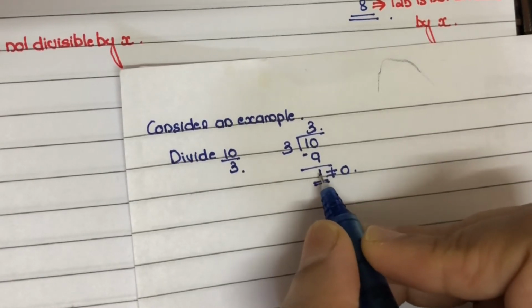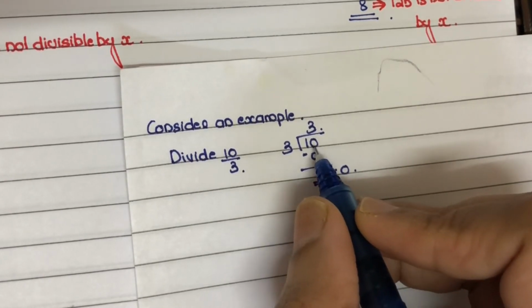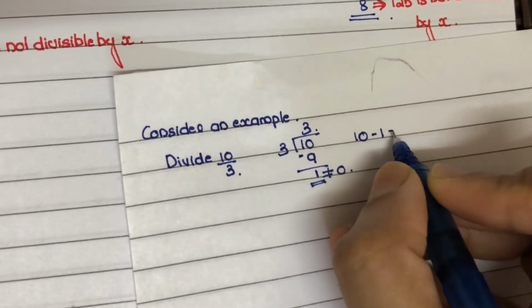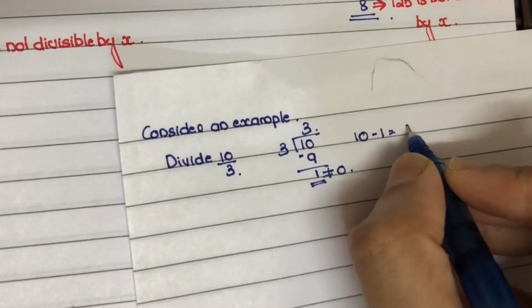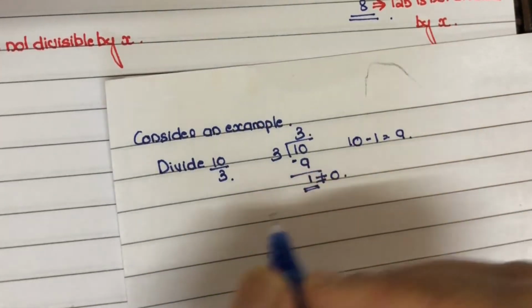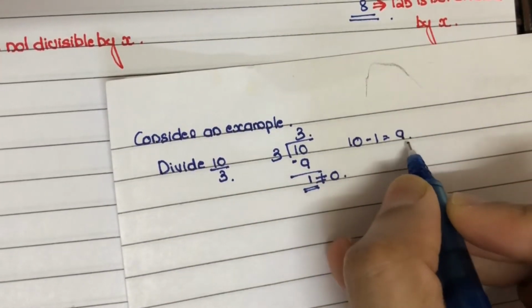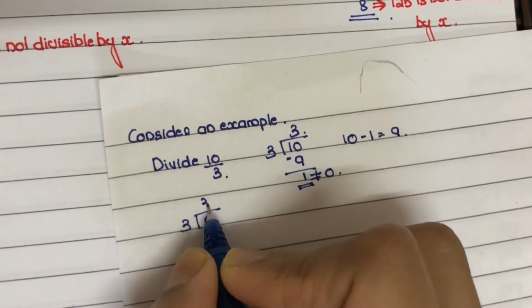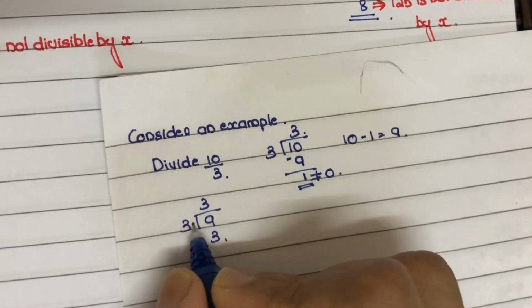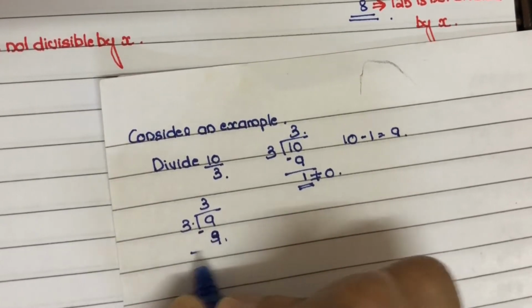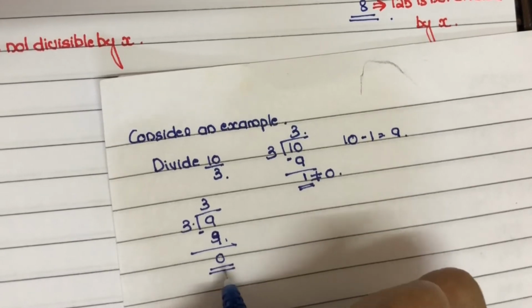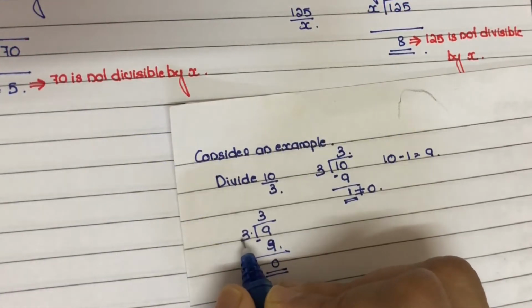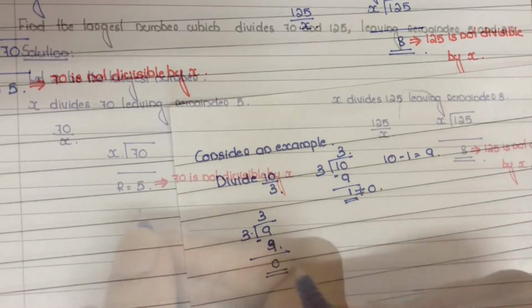Now subtract this remainder from the dividend. Here dividend is 10. 10 minus 1, that is 10 minus remainder, okay? That is equal to 9. Now if you divide 9 by 3, 3 times 3 is 9, 9 minus 9 is 0, remainder equal to 0. That is 9 is divisible by 3, or 3 is a factor of 9, right?